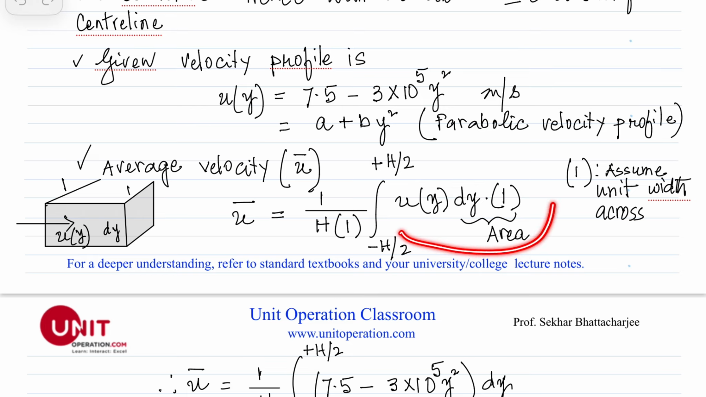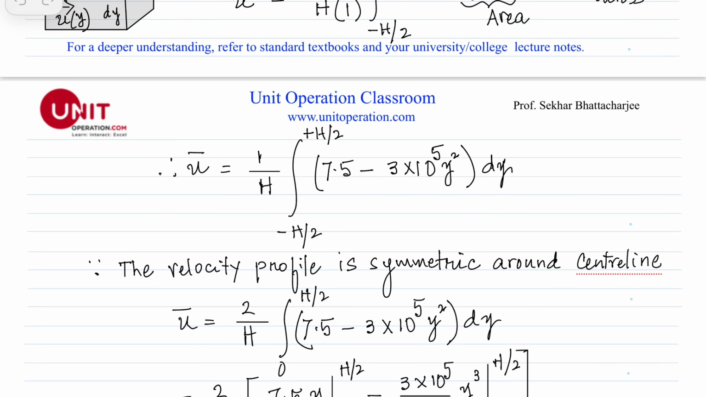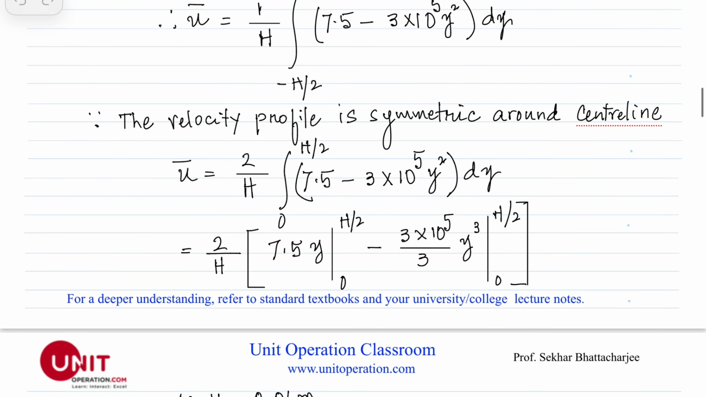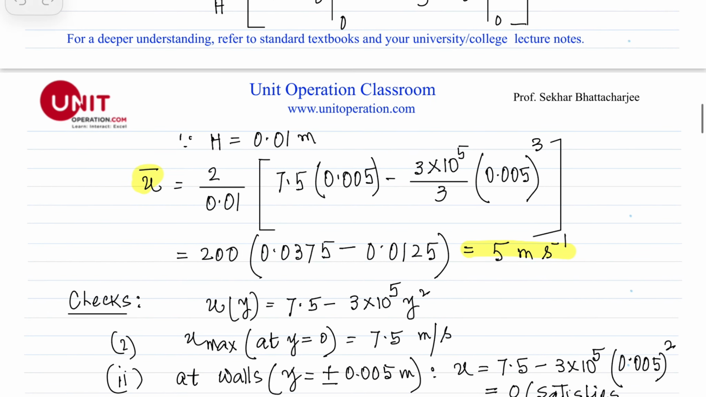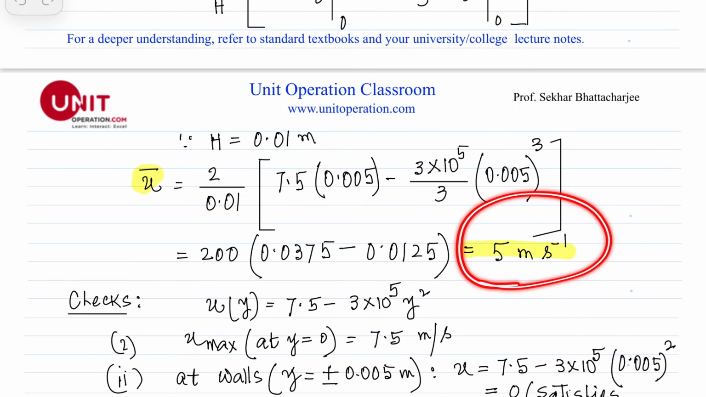This is the total volumetric flow rate between plus h over 2 and negative of h over 2, and the area of the flow is h times 1. Okay, so next part, of course, this u y is given, this is a function of y. So the next part is just very simple, do a little bit of integration, and these details are given here. So we see here, these are all given in this website. This comes as 5 meters per second.